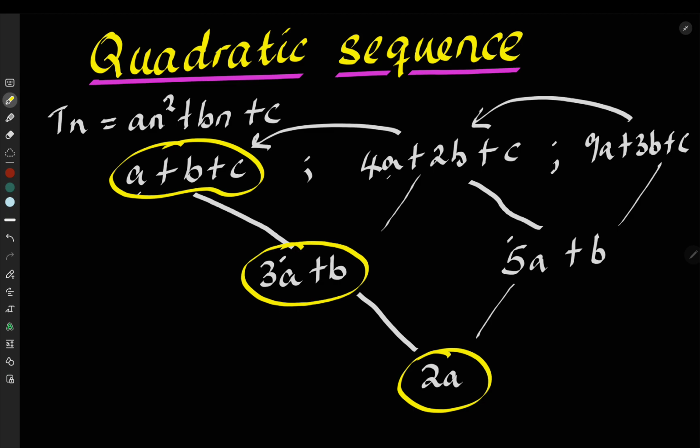second common difference is determined by the formula 2a. So if you have got the second common difference of the sequence, and you have got the first common difference as well, and you have got the first term, you can calculate the values of a, b, and c using a plus b plus c, and 3a plus b, and also 2a. I'm going to explain this in detail when we do an example in the next section.